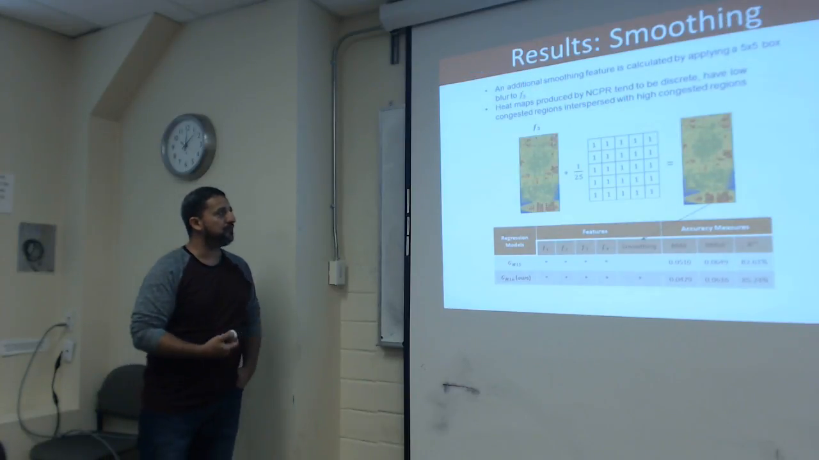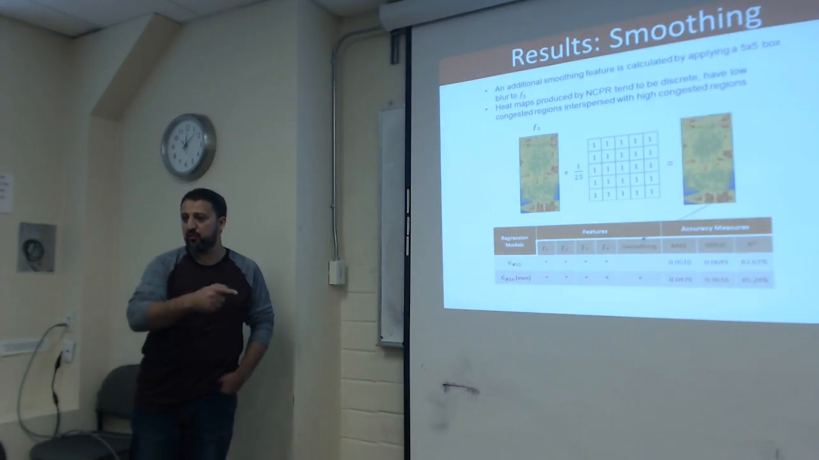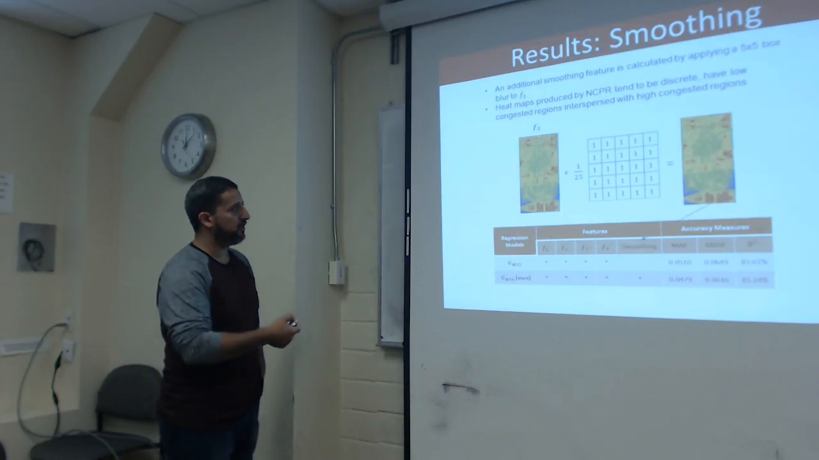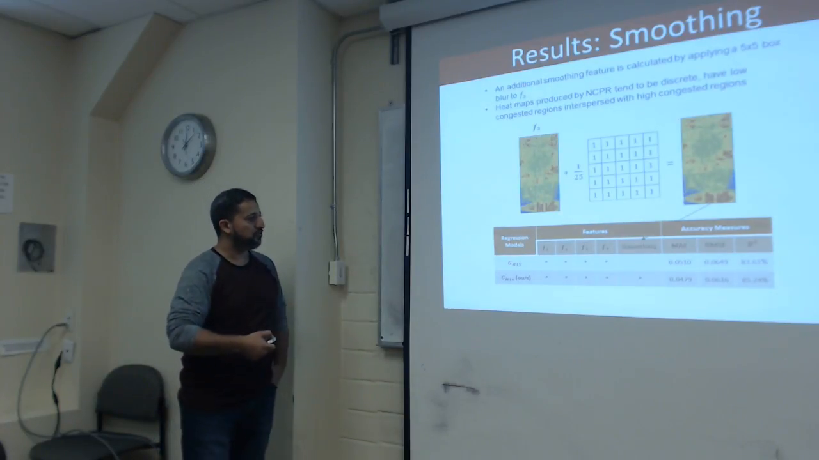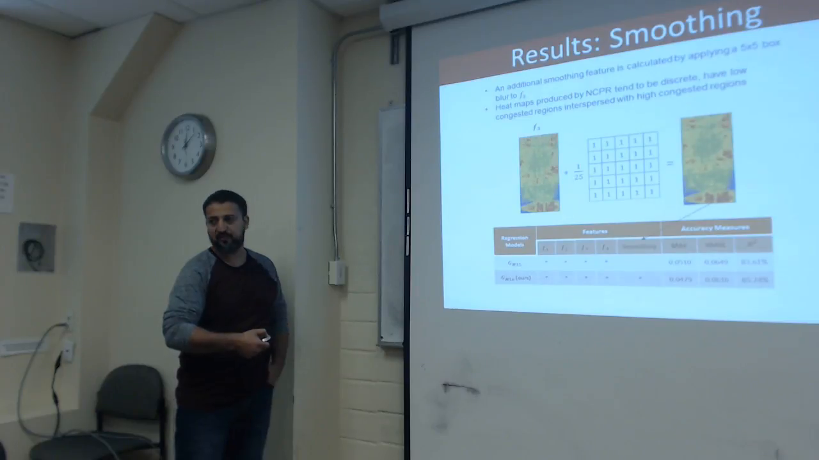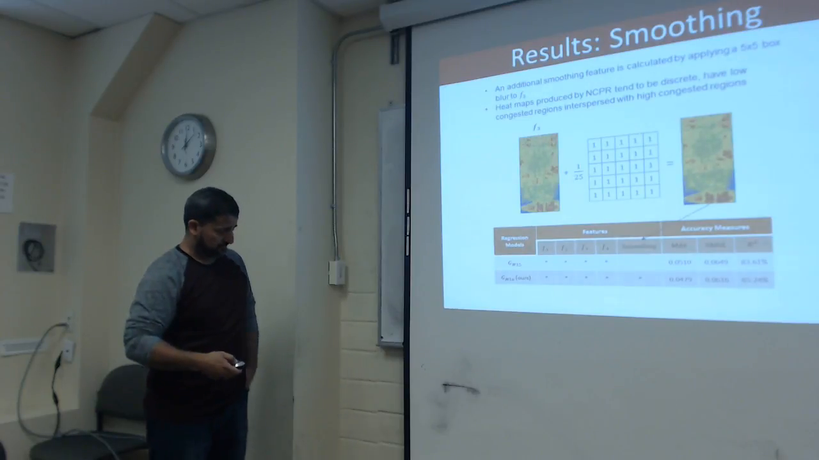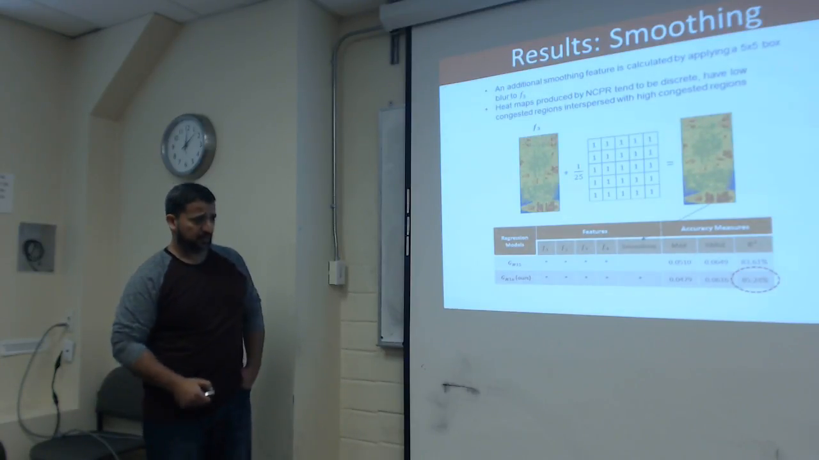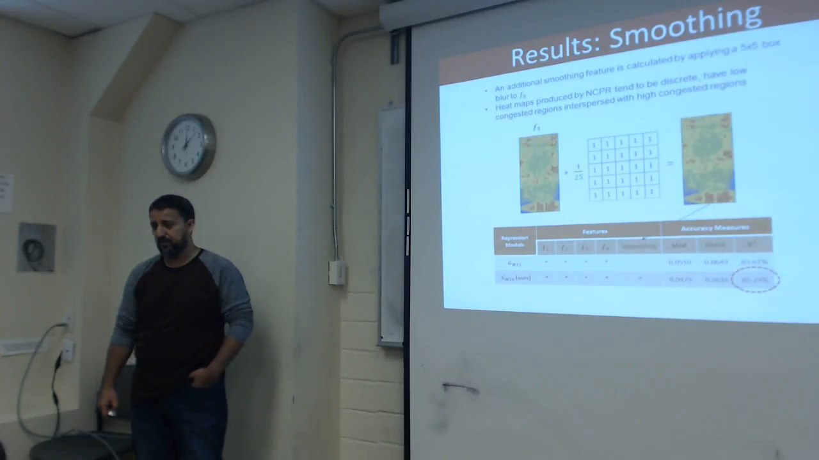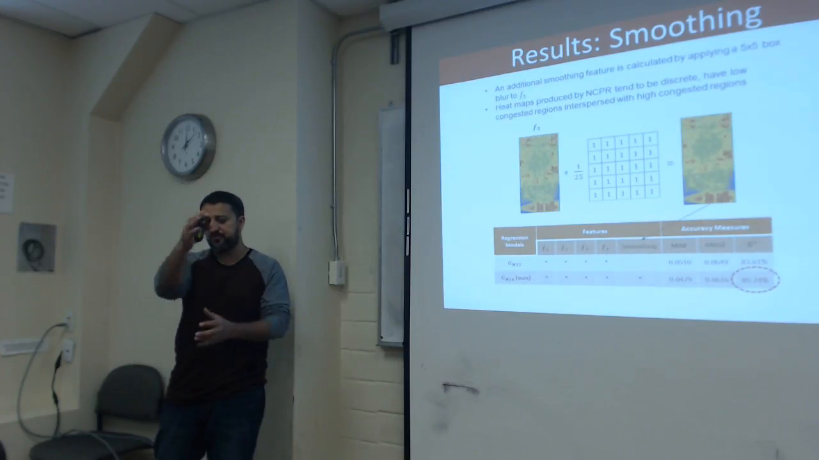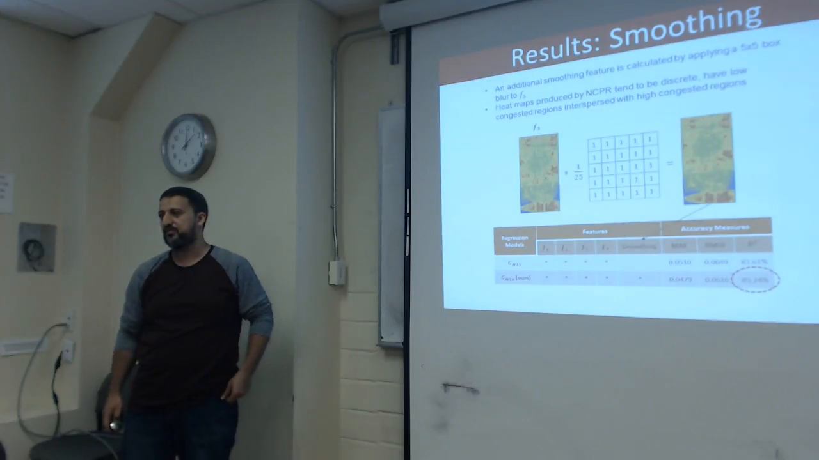To improve that, we do some smoothing with 5x5 window filters to smooth the netcut per region. We're able to improve the accuracy a little bit because, of course, having global information helps a lot.